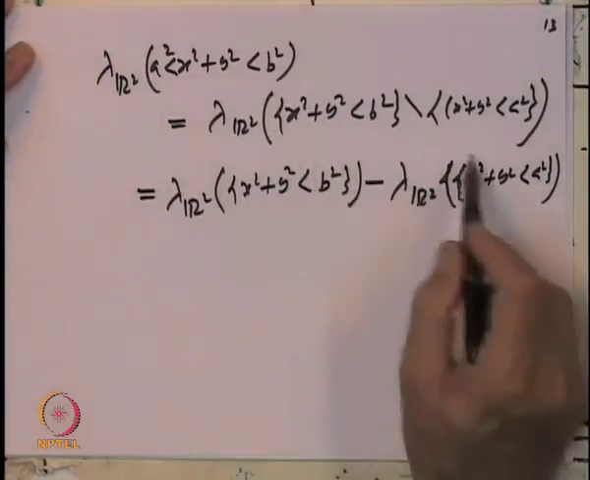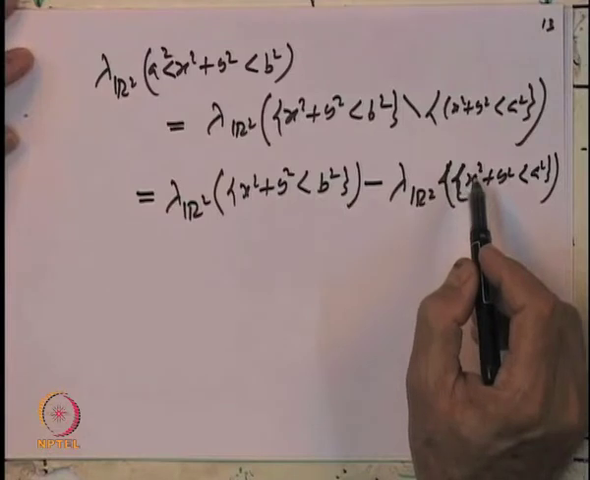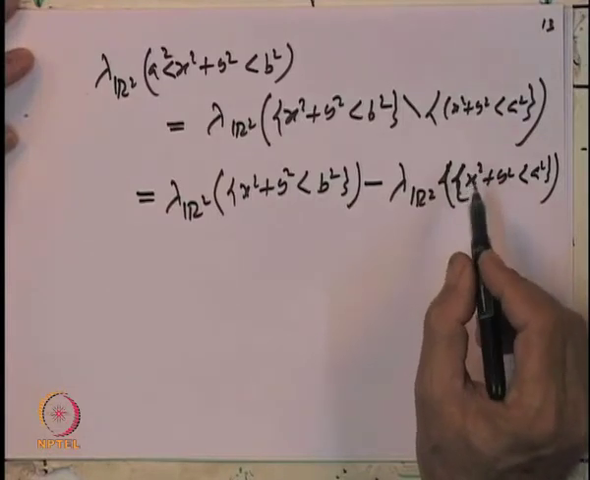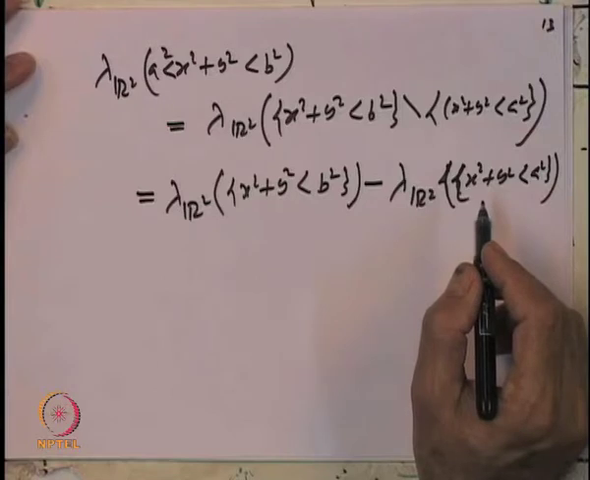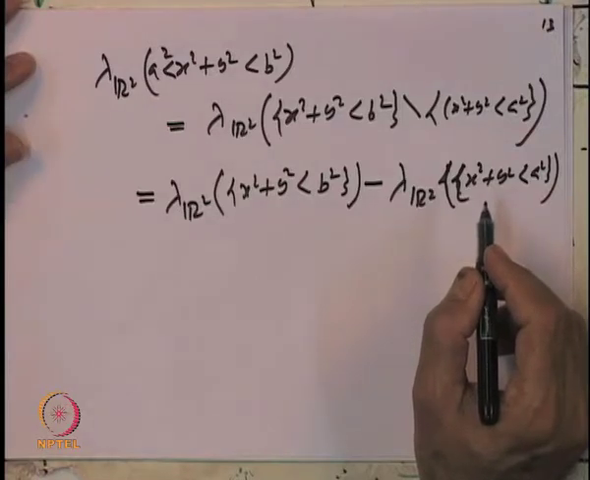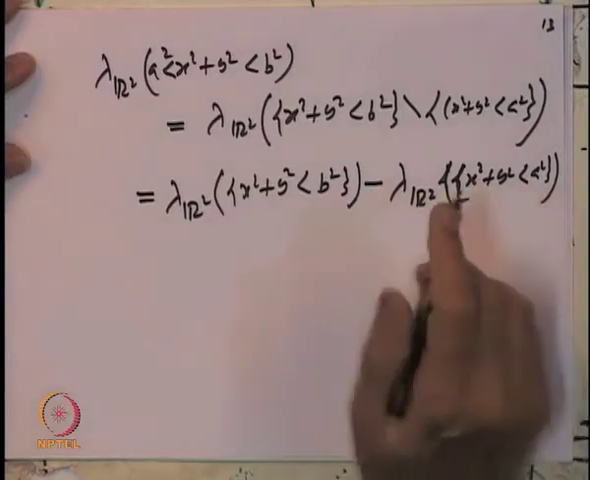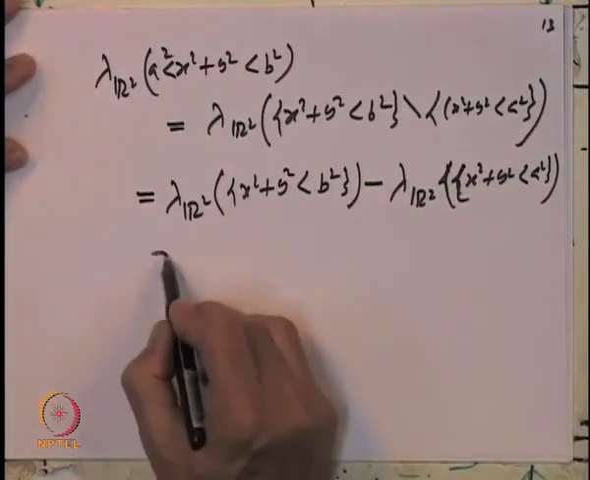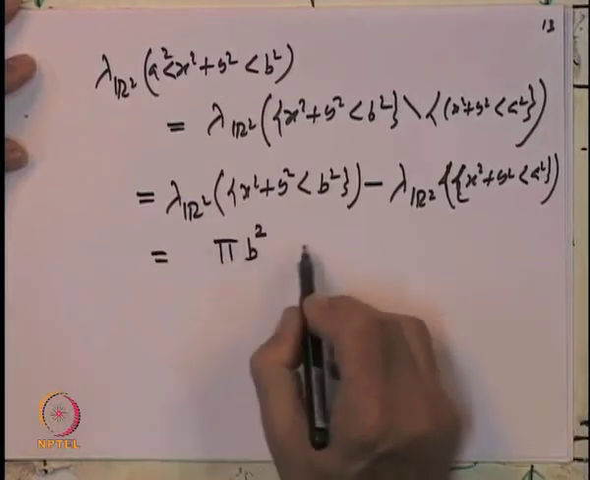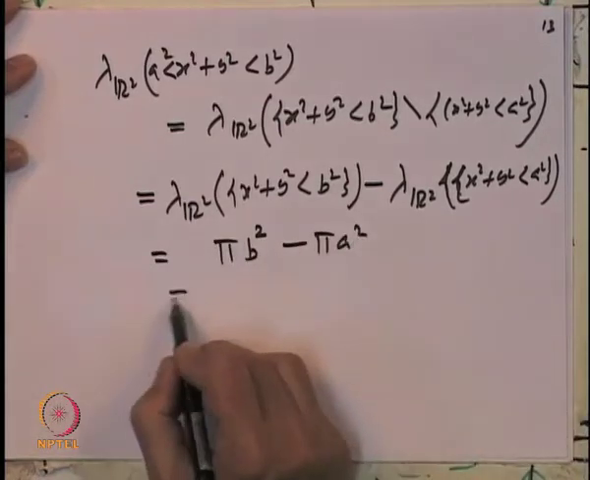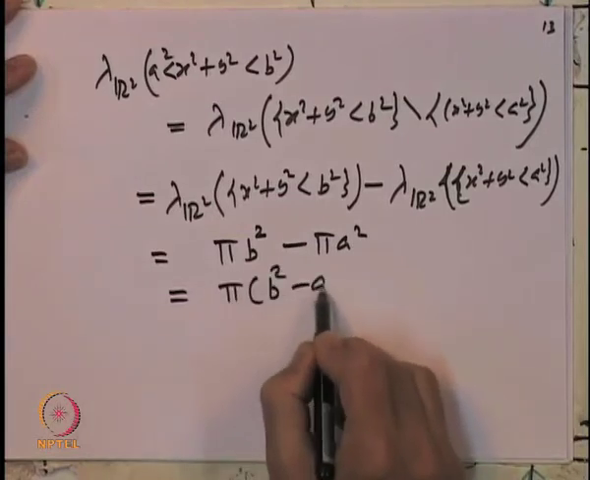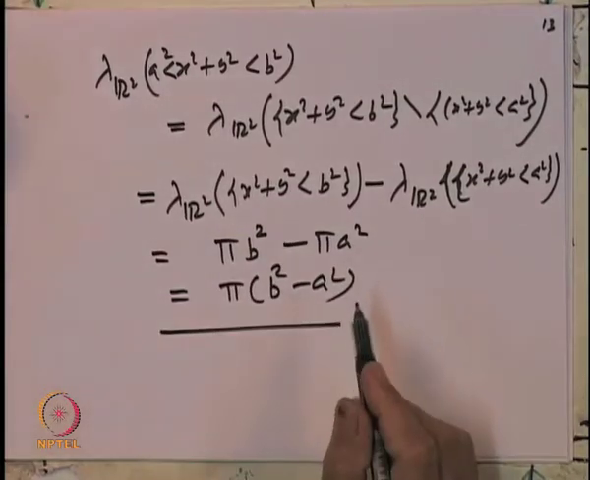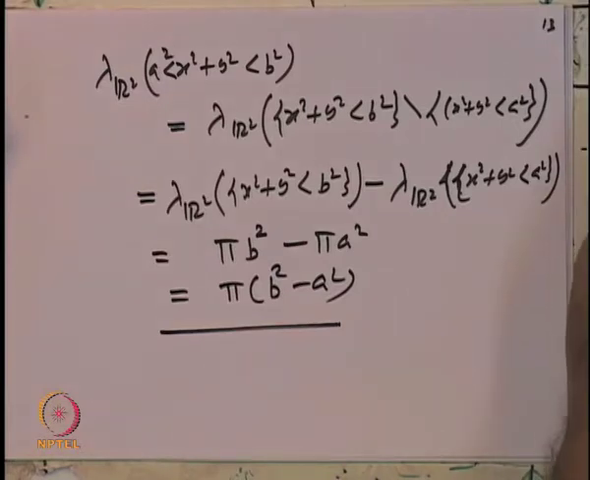So, this is possible because everything is a finite quantity. The measure of the difference A minus B is measure of A minus measure of B whenever B is a subset of A and everything is finite. So, that property gives you this, and this is pi B squared. Just now we saw pi A squared. So, that is pi times (B squared minus A squared). So, that proves it.